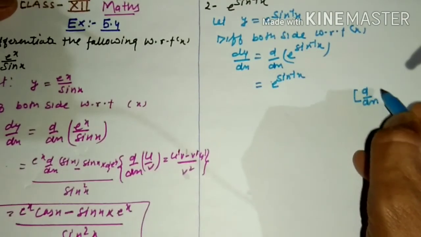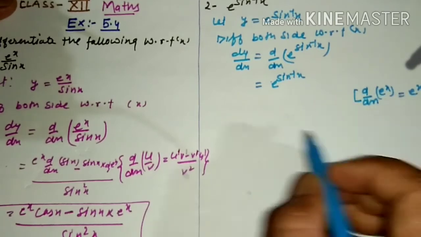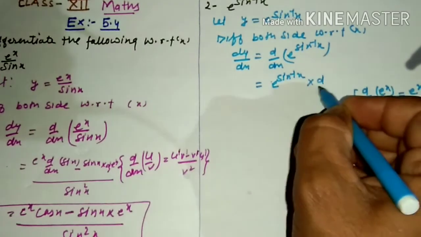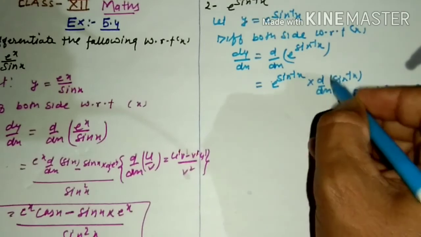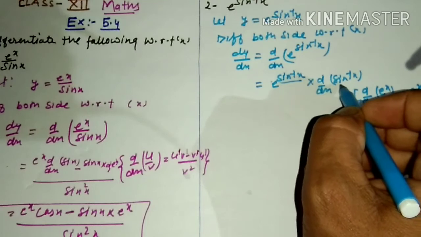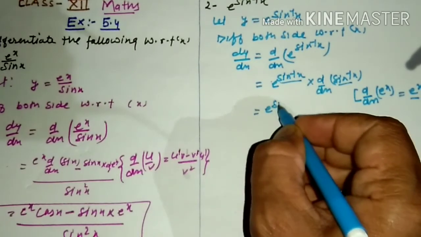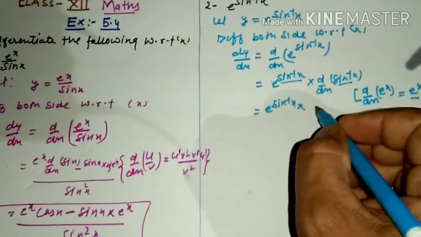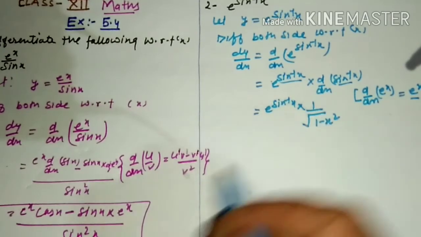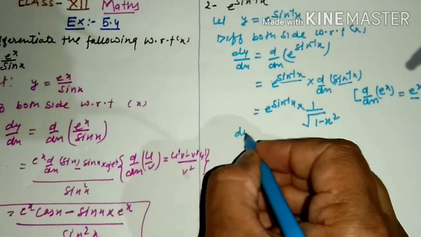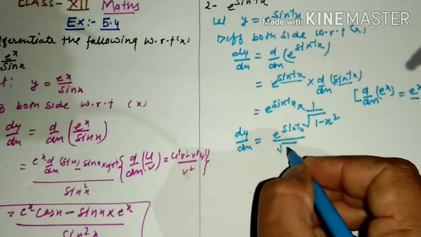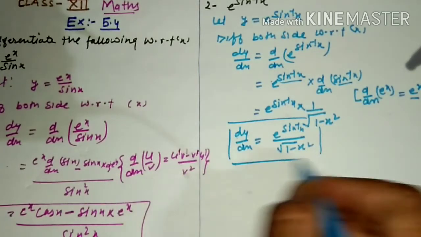The differentiation of the exponential function remains the same, okay. The differentiation of e to the power x is the same, but then d upon dx of sin inverse x is also needed, because the exponent needs to be differentiated again. So e to the power sin inverse x into the differentiation of sin inverse x, which we saw in the previous video, is 1 upon under root 1 minus x square. So we have dy upon dx is equal to e to the power sin inverse x upon under root 1 minus x square.